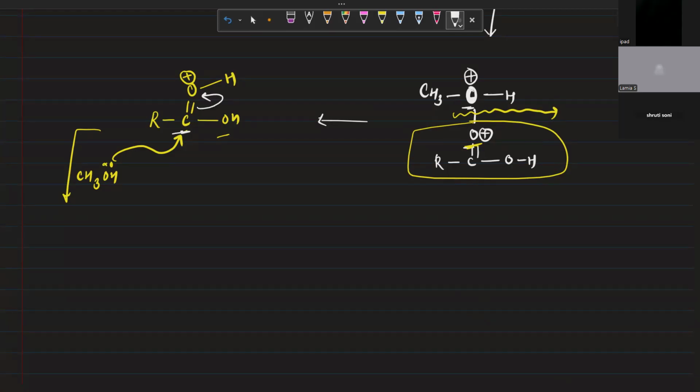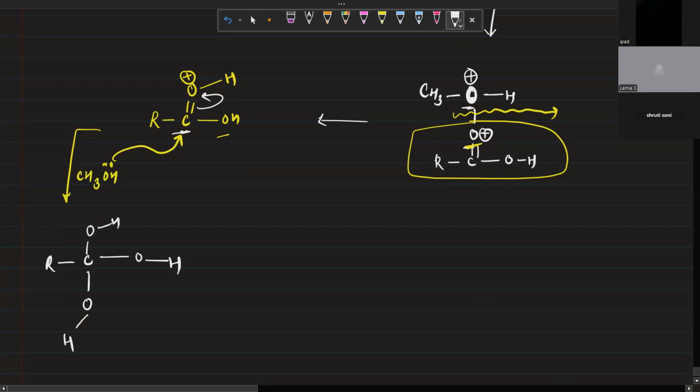Because up to now oxygen has only two bonds. Sorry, oxygen has three bonds but with a positive charge. So after shifting electrons, the positive charge will be removed and the product is RCOH, OH, and here is OH, there is CH3.